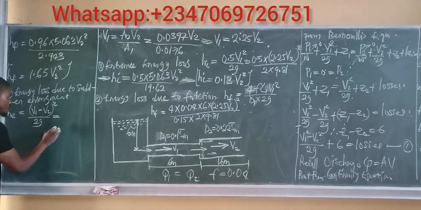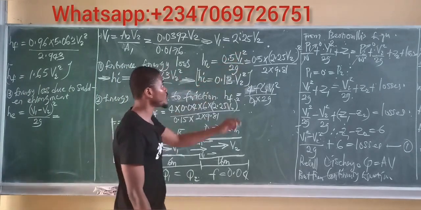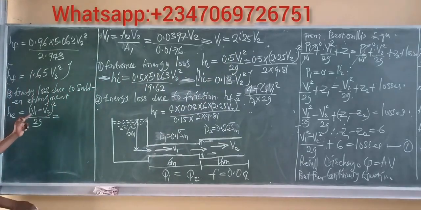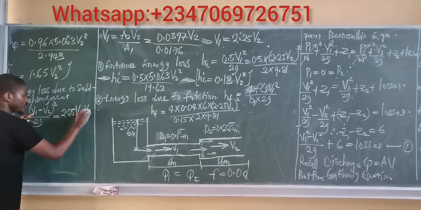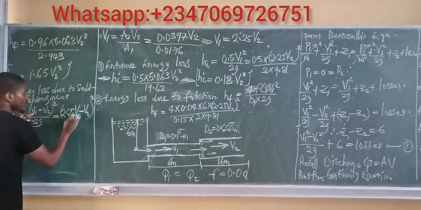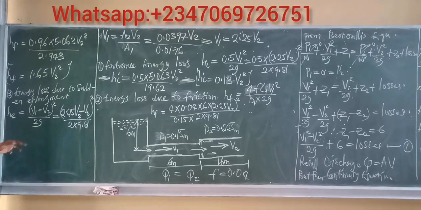So this is now equal to, we know what V1 is. We solve for V1 in terms of V2 and we obtain 2.25 V2. So in place of V1, we have 2.25 V2 minus V2 all squared all over 2 times 9.81. G remains 9.81. So head loss due to enlargement is now equal to 2.25 V2 minus V2, which will give us 1.25 V2 all squared divided by 2 times 9.81.